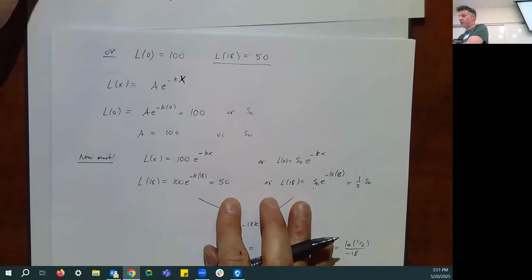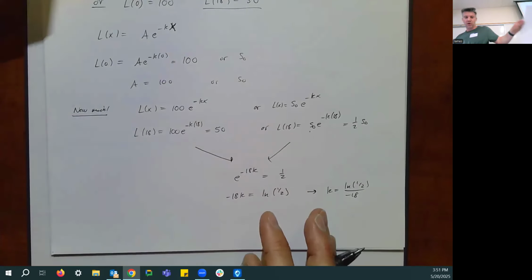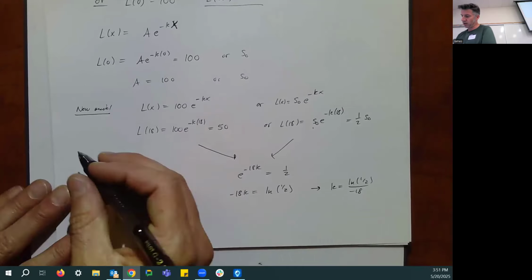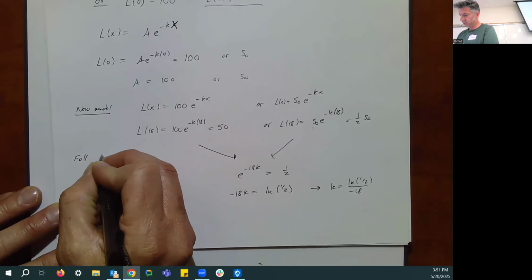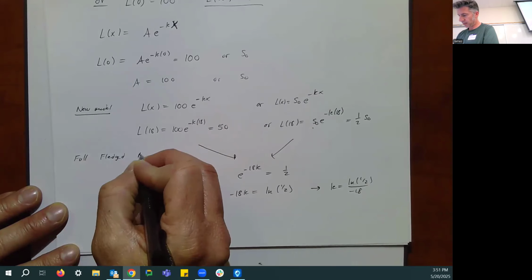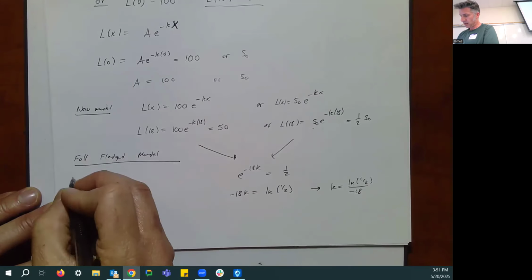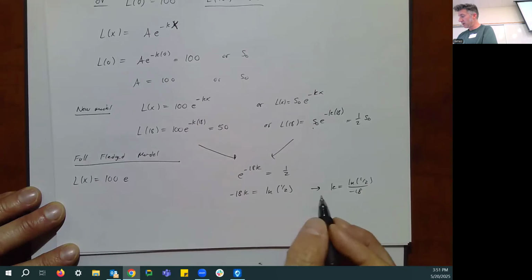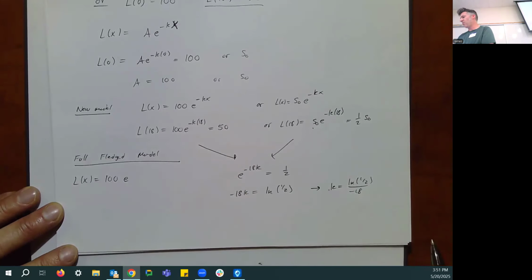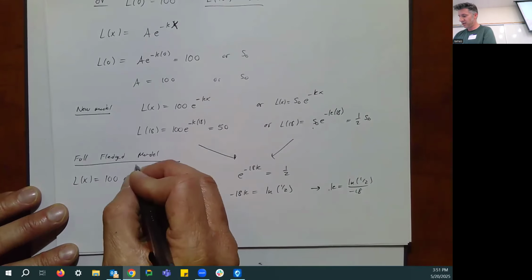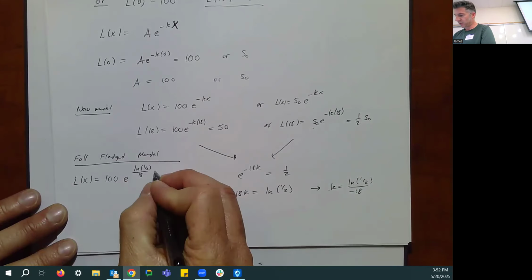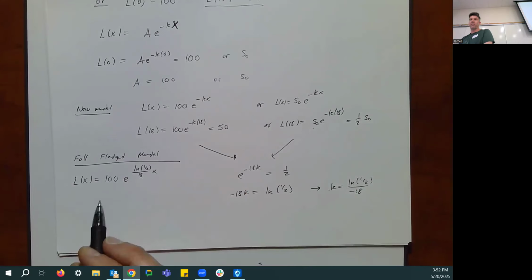All right, so we've got our full-fledged model now, using all the paper in the world here. I guess I can write it here. So our full-fledged model is going to be L of x equal to 100 e to the negative k. I really don't want to write negative natural log of 1/2 over negative 18. Let's just write natural log of 1/2 over 18. That's your negative k times x. Or s naught if you prefer that there.